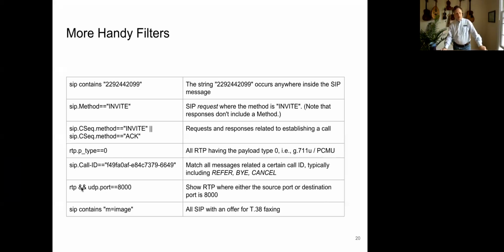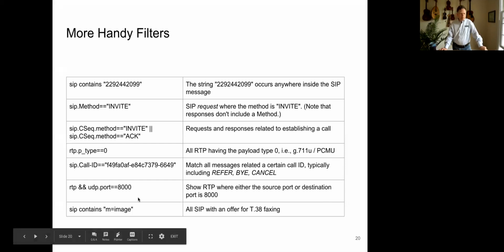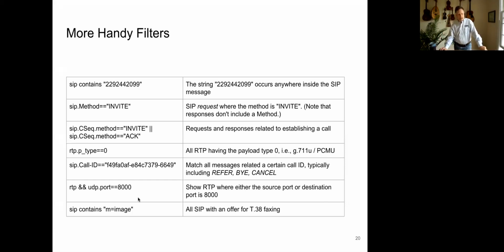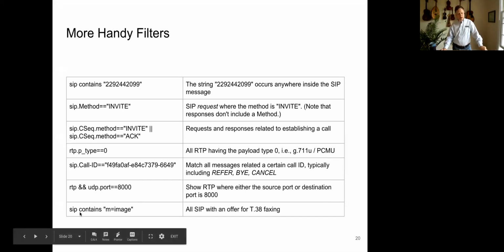We can look for RTP, but only RTP if one of the UDP port numbers, either sender or receiver, is port 8000. So that can be pretty handy. And then we can look for inside the SIP. So we can look to see if the SIP contains m=image, which would be a SIP with an SDP offer of T38 faxing. So you're going to have an m=image line, and we'll show you some more examples of that pretty soon.